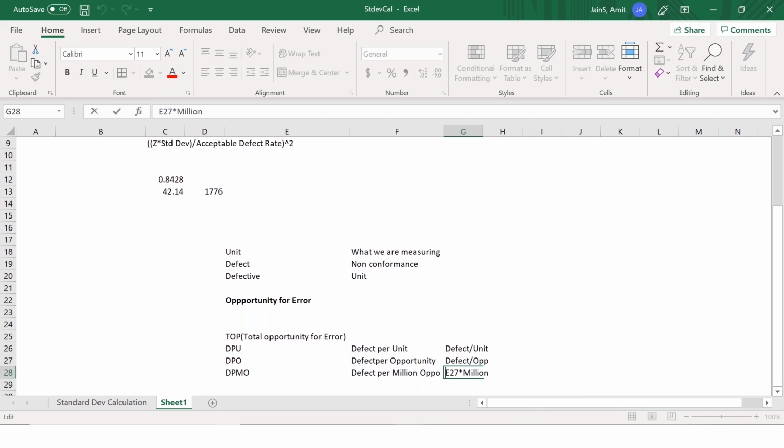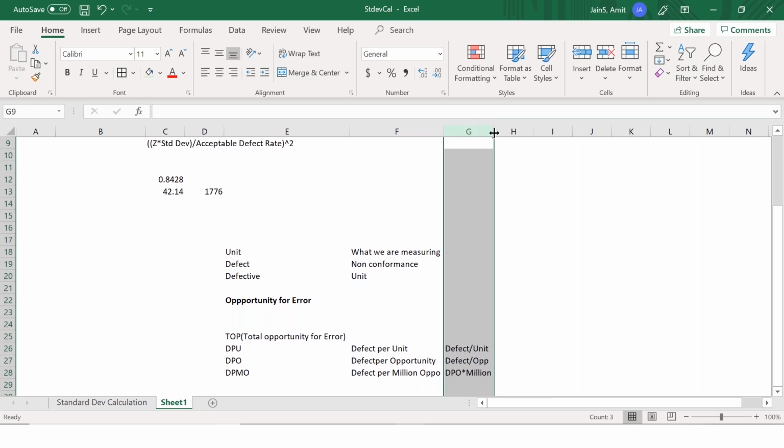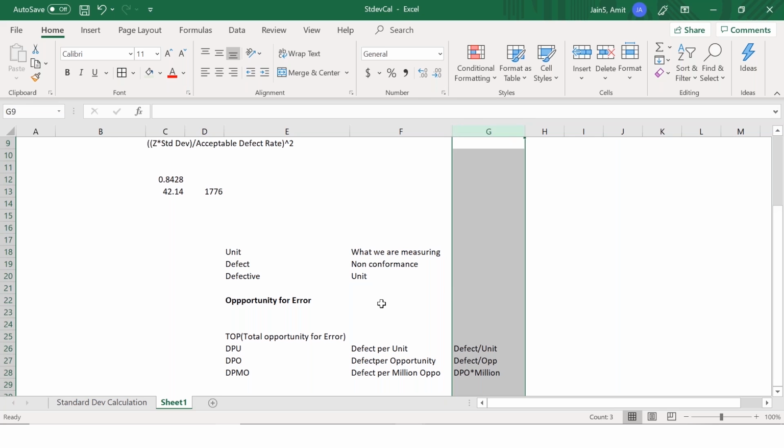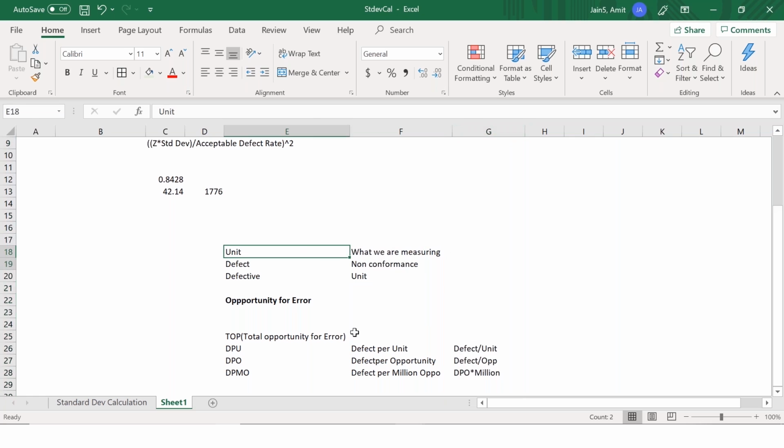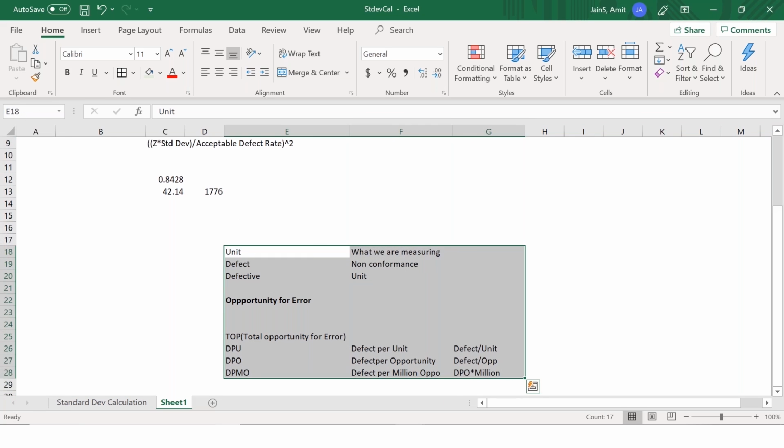Sorry to interrupt, but will we get copies of these examples? Which examples? The examples that you're doing here in Excel. Oh, you will get the recording. If you get the recording, you will get everything there because I have saved everything that I've done.